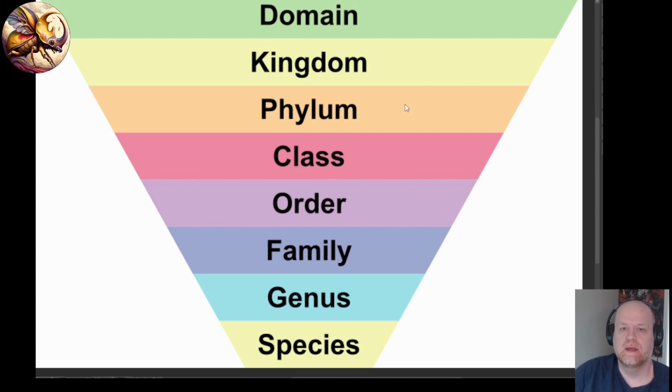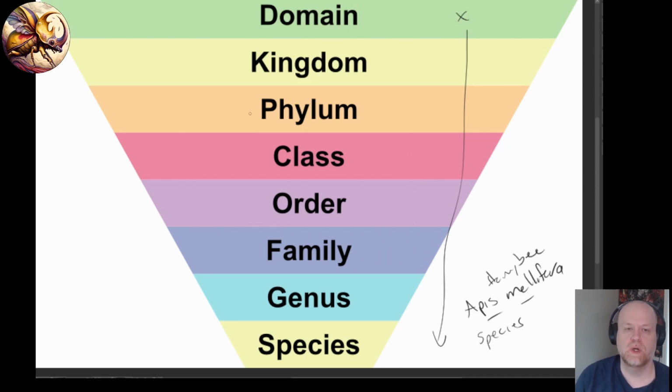categorization in taxonomy and phylogenetics and things like that, where we go from the broadest group to the narrowest group. The narrowest group, for our concerns, will be species. So it'll be like Apis mellifera, which represents the genus and species, and this would be the honeybee.